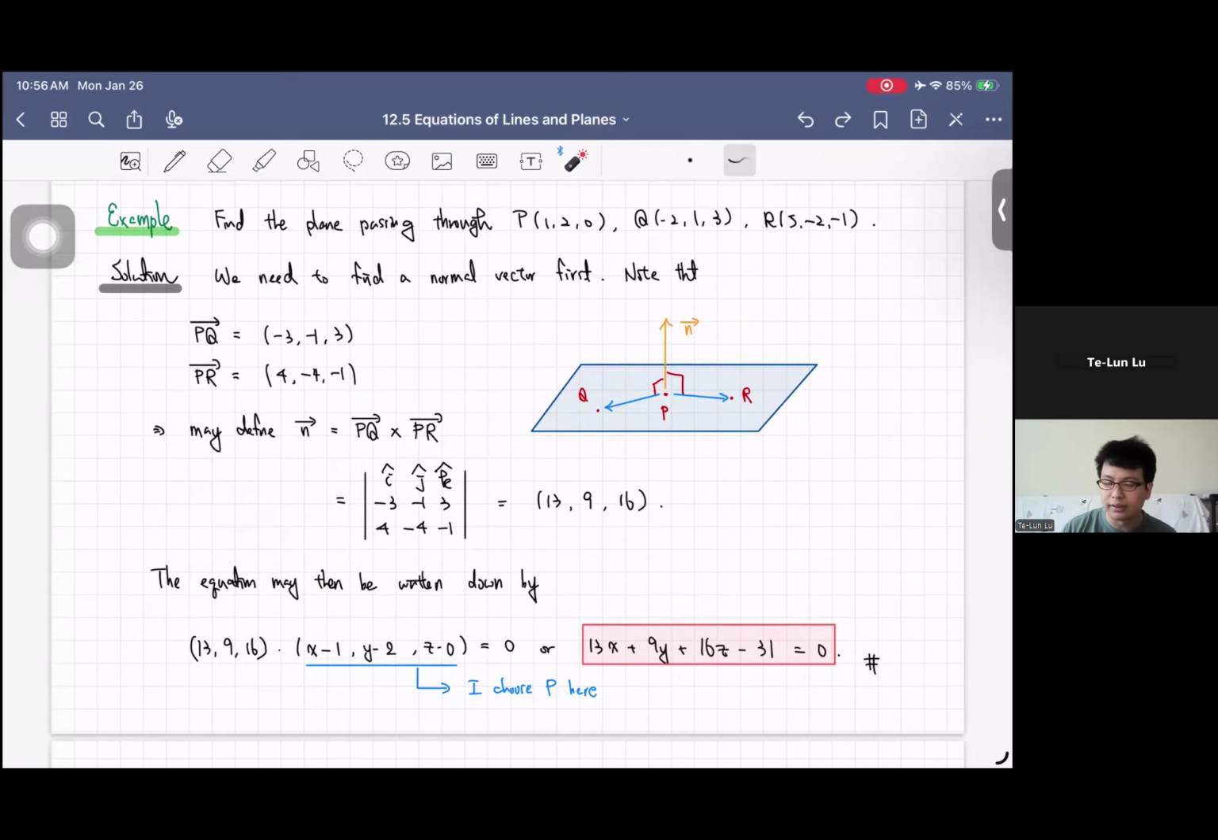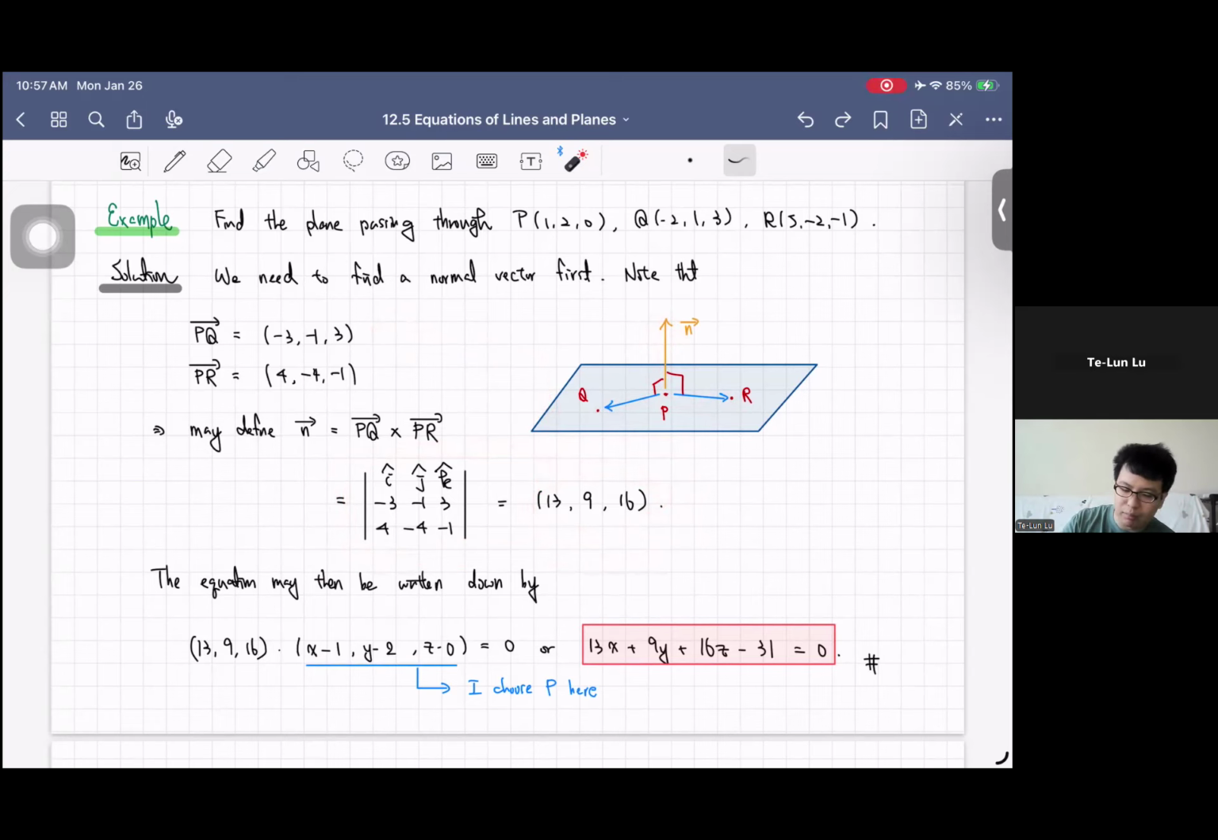Just as with the line, the only information you have to know about a plane is a particular point, which in this case we have three of, so that's really nice. Another thing is a normal vector. Now, how do we find a normal vector in this case? As we mentioned, any vector that lies on the plane is orthogonal to n, right? In this case, you can find, for example, PQ and PR. And to find a vector that is orthogonal to those two vectors, by definition, you can do the cross product, right? In this case, you get (13, 9, 16).